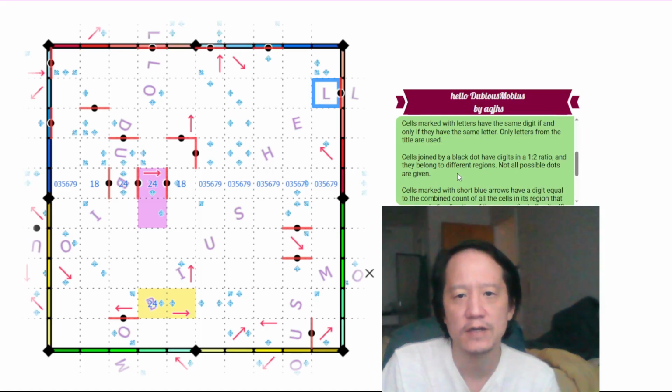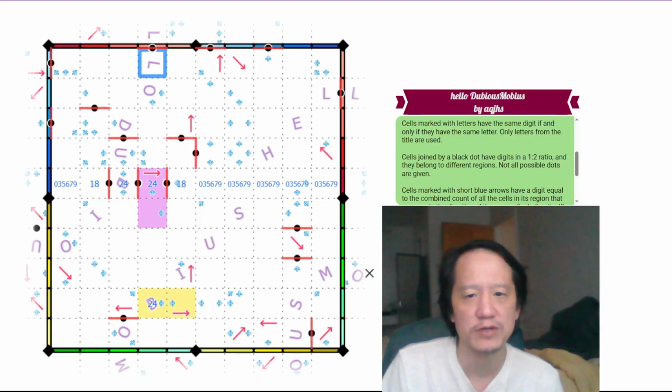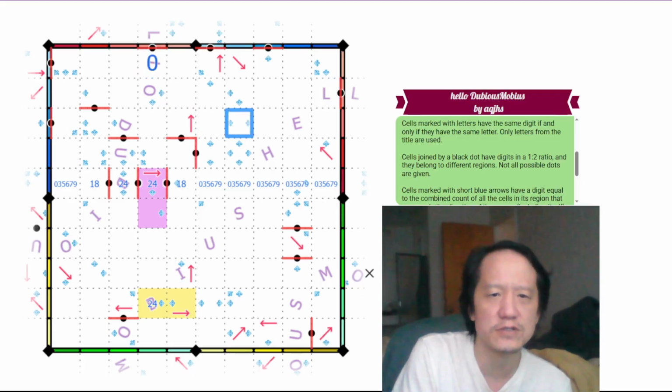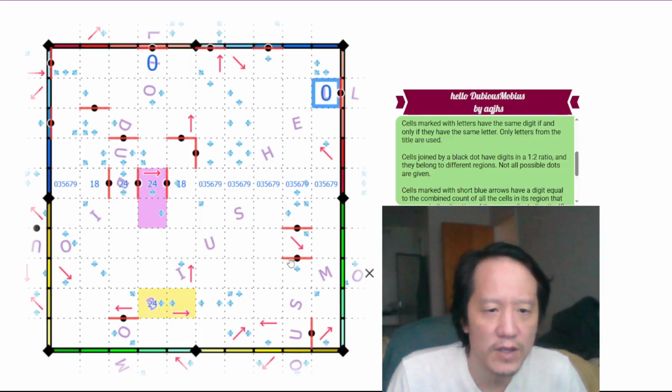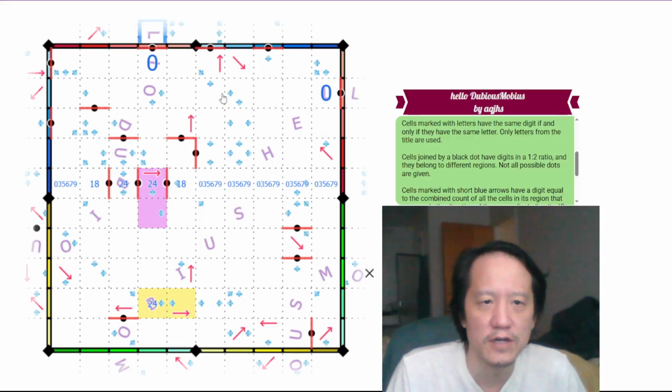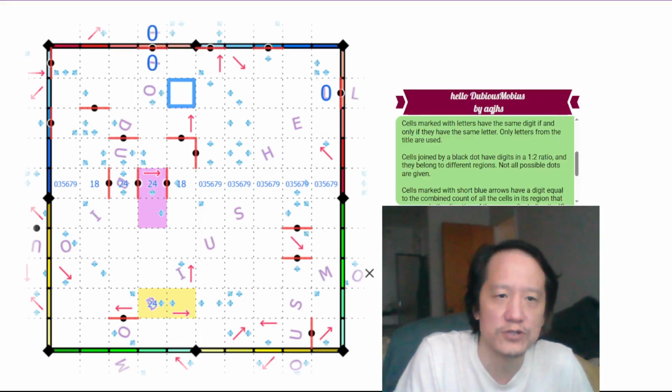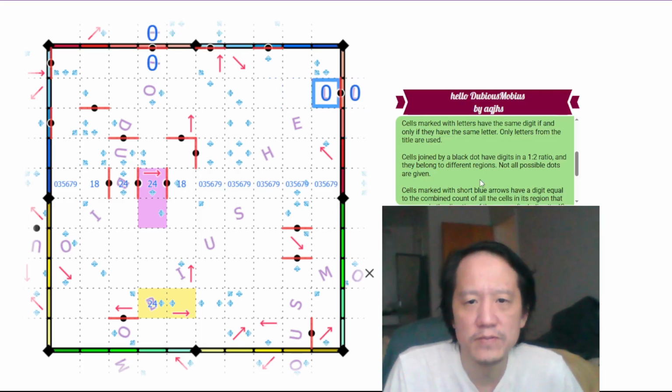Because, again, cells marked with a letter have the same digit if and only if they have the same letter. Well, L and L have to be the same letter, so this must be a 0. So this is 0 and this is 0. Those are the only L's in the grid. That's interesting. And those are the only two digits that are in a 1 to 2 ratio with itself. Okay.